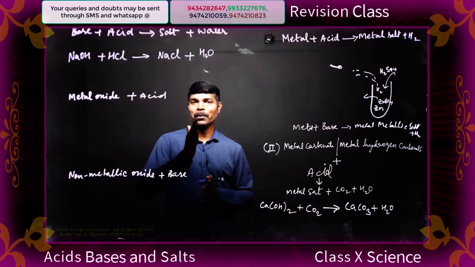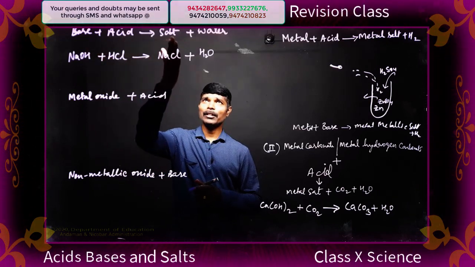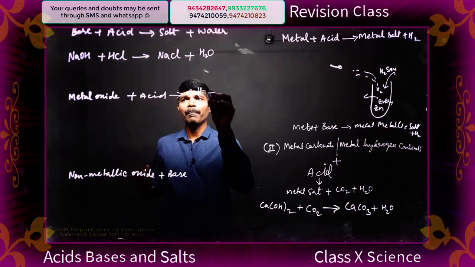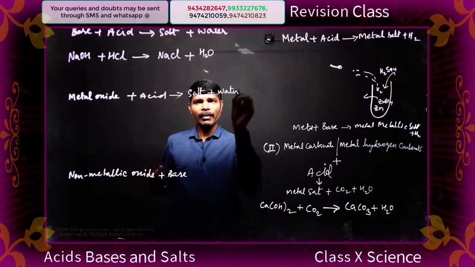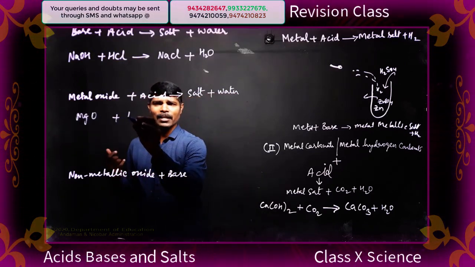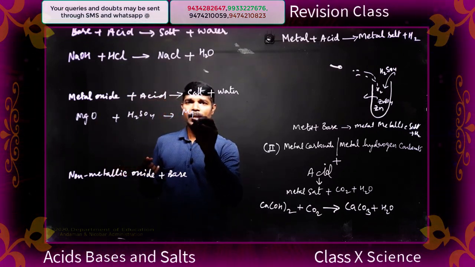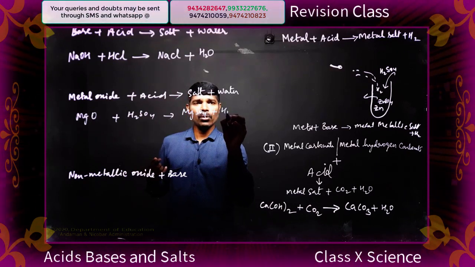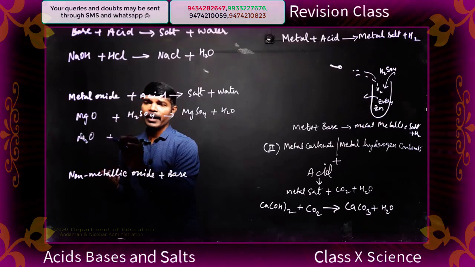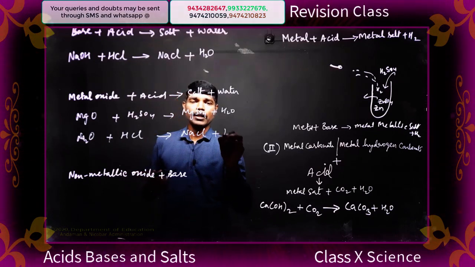Base will not react with base, so it always reacts with acid. We know that when base reacts with acid, we get salt and water. The same products, salt plus water, are obtained. Take an example: magnesium oxide reacts with an acid, say sulfuric acid, and we get magnesium sulfate plus water. Another example: sodium oxide reacts with hydrochloric acid, and we get sodium chloride plus water.